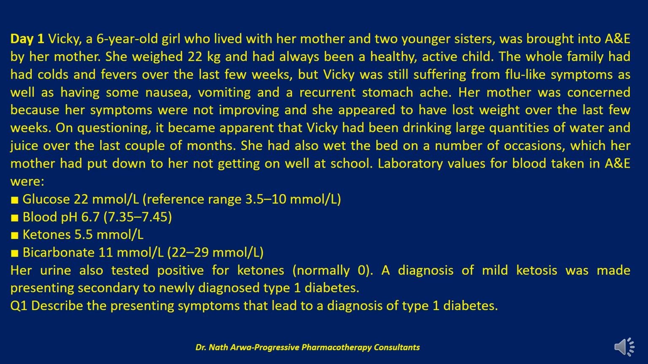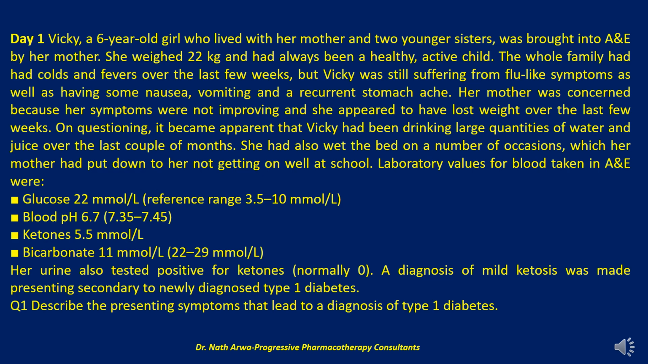The whole family had had colds and fevers over the last few weeks, but Vicky was still suffering from flu-like symptoms as well as having some nausea, vomiting and a recurrent stomach ache. Her mother was concerned because her symptoms were not improving and she appeared to have lost weight over the last few weeks. On questioning, it became apparent that Vicky had been drinking large quantities of water and juice over the last couple of months. She had also wet the bed on a number of occasions, which her mother had put down to her not getting on well at school.